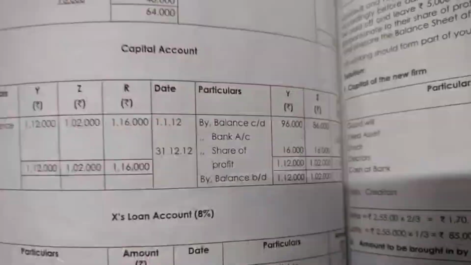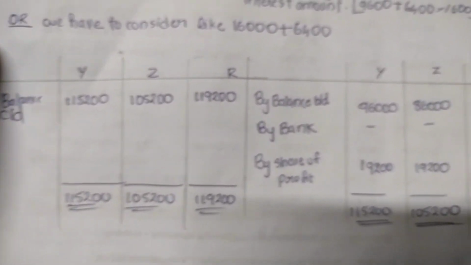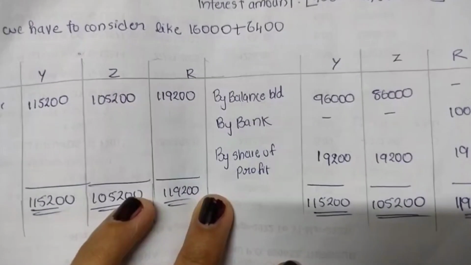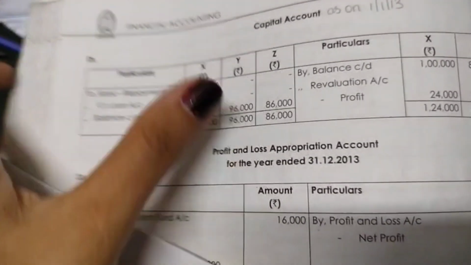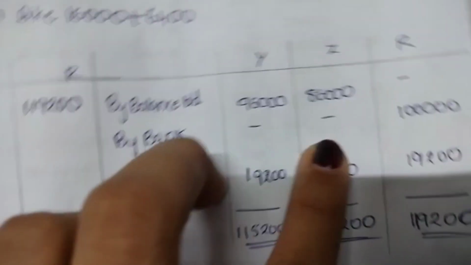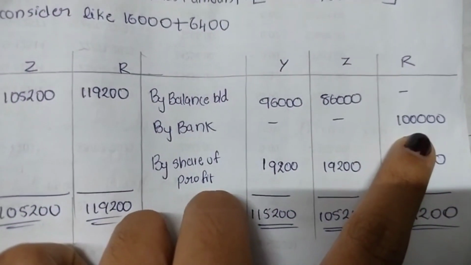Now we are going to prepare the capital account, which the question has asked us to do. Okay, so the balance brought down has to be transferred from the first capital account which we drew, 96,000 and 86,000. So 96,000, 86,000, Y and Z. Then comes what? By bank. R is going to bring capital of 1 lakh, right?